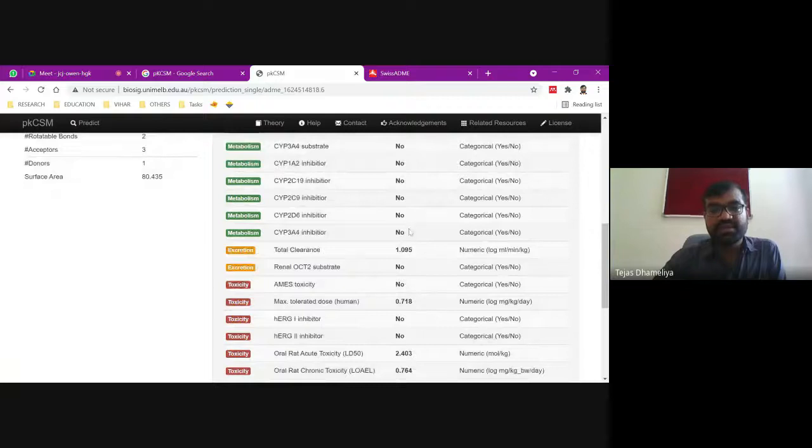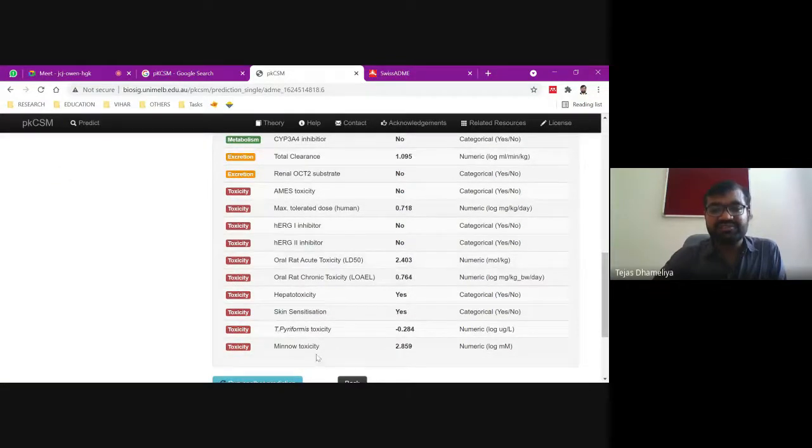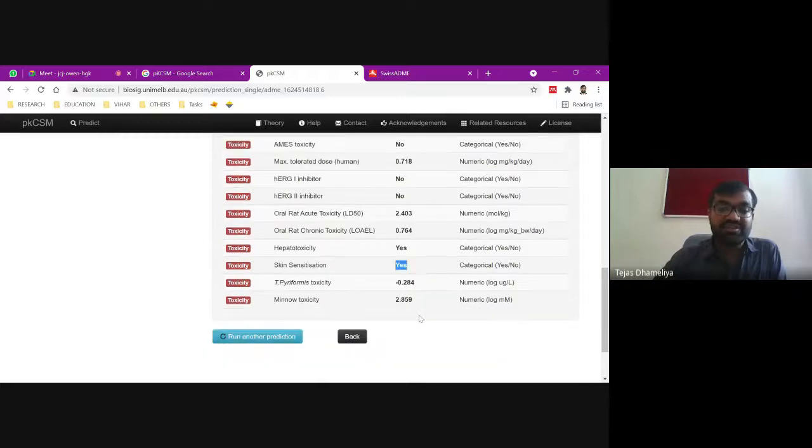estimate it. Excretion rate, total clearance, what is the total clearance of this? One can predict. And toxicity level, so bone marrow toxicity, skin toxicity, hepatotoxicity, all these are several toxicity properties one can predict. Whether it will be causing skin sensitization or not, one can also predict this.